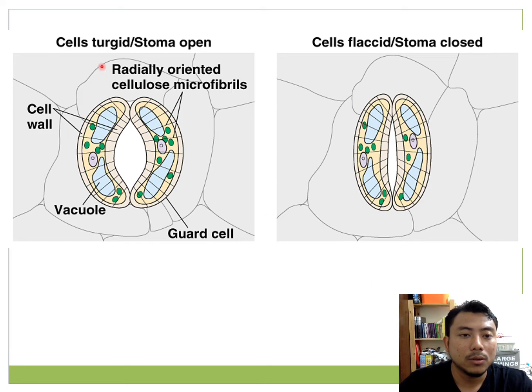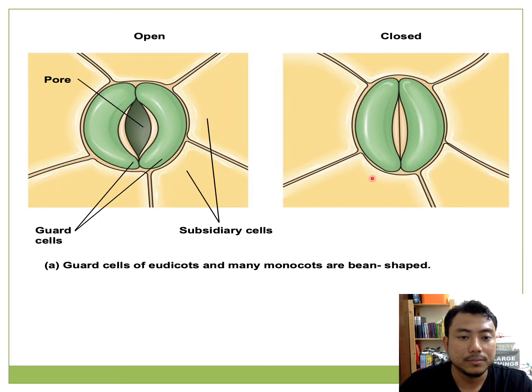Okay, so when the guard cells are turgid, air masuk, dia segar, and dia curve outwards, it causes the stoma to open. Alright, so when it is flaccid, iaitu dalam keadaan dia kecut, the stoma will close. So this is another diagram showing opening and closing of the stomata.